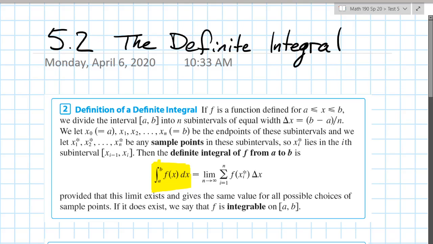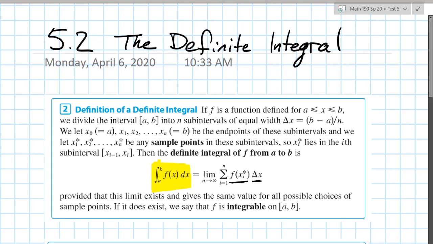The definite integral of f from a to b we write as this, and we say it's the definite integral of f from a to b. That is equal to the limit as n approaches infinity of the sum from 1 to n of f of x sub i star times delta x. Again, we can think of this as just a base times a height, because the base is a width, and that is a function height, provided that the limit exists and gives the same value for all possible choices of sample points.